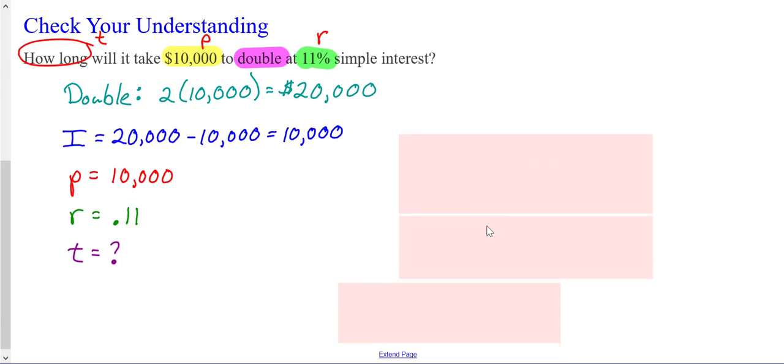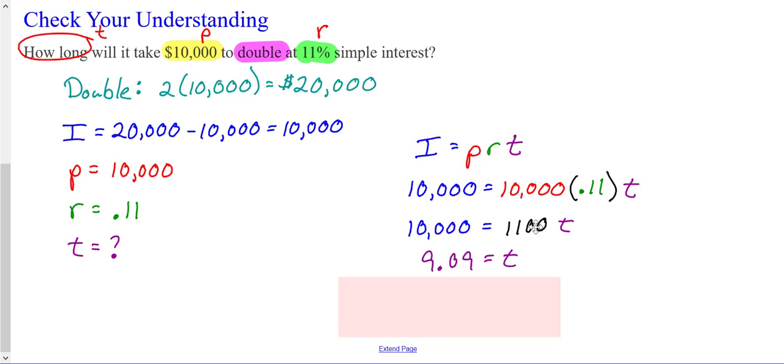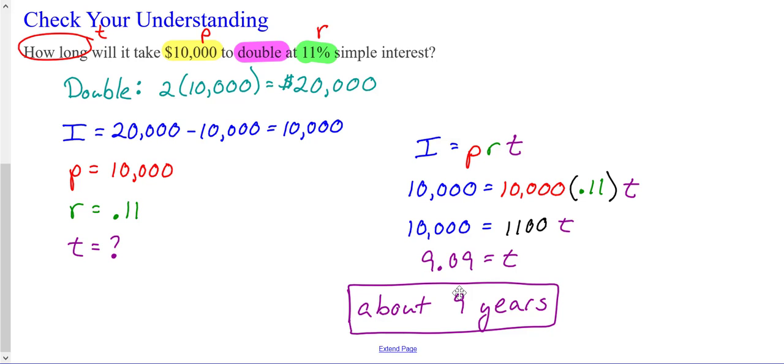So we are going to plug that into our formula, and then we are going to solve for t. And we end up with 9.09. And that means it's going to take us about 9 years.